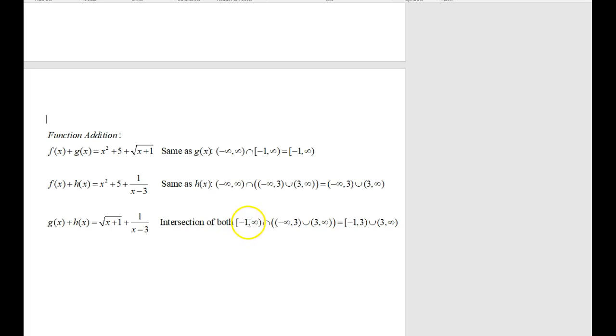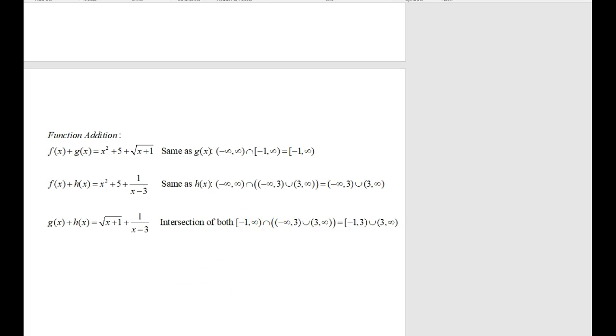So when I intersect both of these, for this one, I can't include any numbers to the left of -1. So that's this left endpoint. And for this one, I know I can't include 3. So I'd start at -1, I go up to 3, but I can't include it. So then I have that break with 3 to infinity. So that's what the intersection of these two looks like.